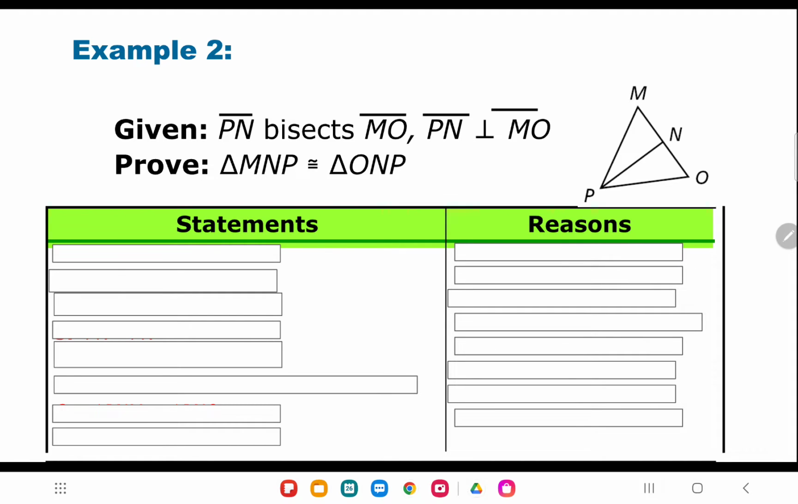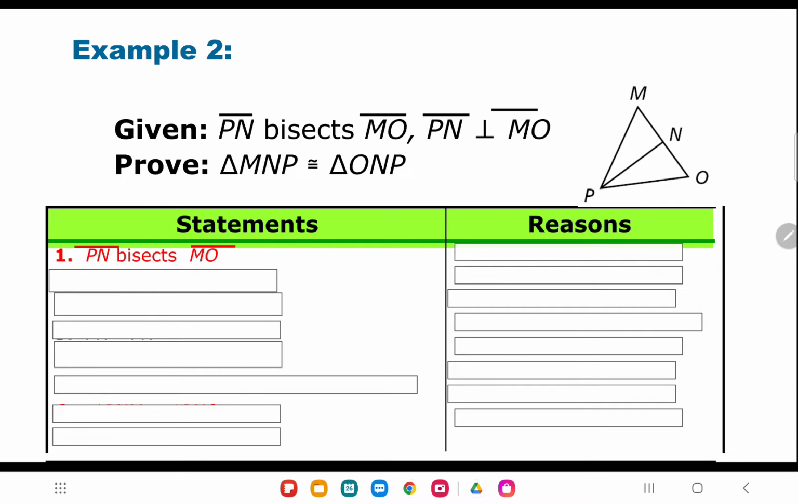Okay, in my second example, I have PN bisecting MO. PN is perpendicular also to MO, and I need to prove that MNP is congruent to ONP. So again, I'm just going to put some little markings here with this perpendicular. I know that I have right angles. If I can show right angles are congruent, okay, I've got a pair of congruent angles. Looks like I have a shared side on these two triangles, so I'll probably be using the reflexive property. And this angle bisector is going to give me two angles here, so I think I'm going to be going for ASA, and let's see what happens.